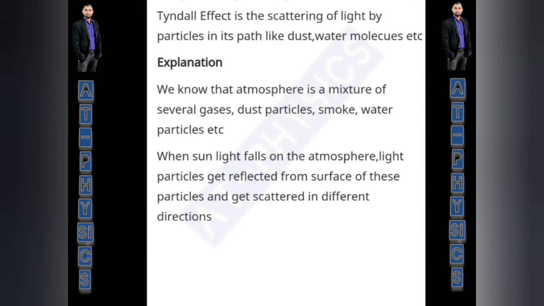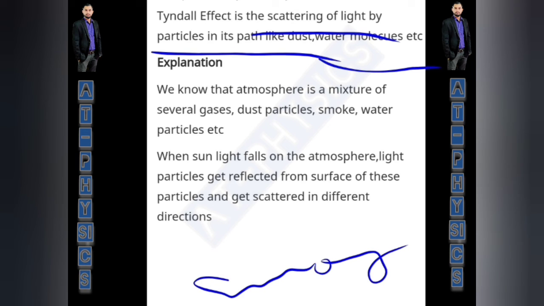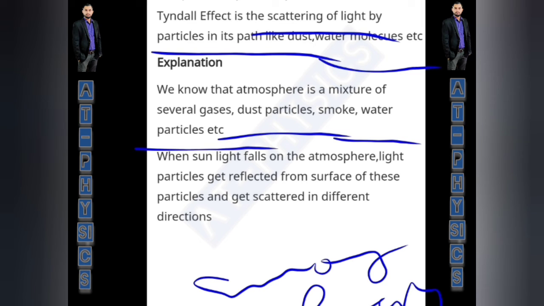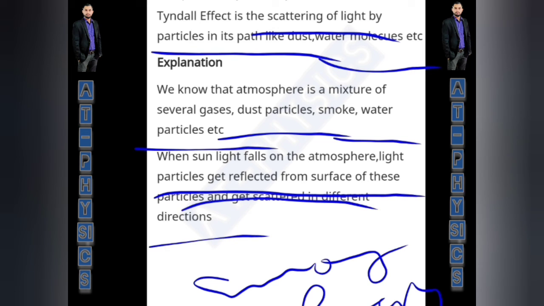Another phenomenon based on scattering of light is called the Tyndall effect. Okay guys, so what is this effect? It is the scattering of light by particles like dust, water molecules, smoke, fog, and some others like these. We know that the atmosphere is a mixture of several gases, dust particles, smoke, water particles, etc. So when sunlight falls on these atmospheric particles, it gets reflected from the surface of these particles and gets scattered in different directions. So that is another example of scattering of light.